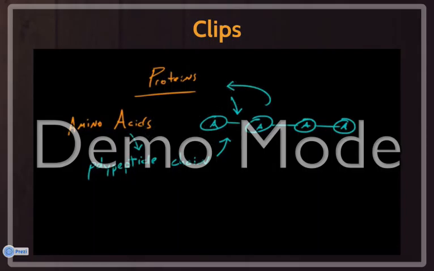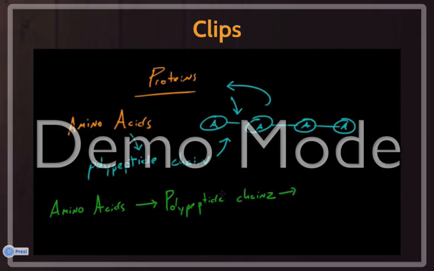So I probably shouldn't have drawn so many arrows, but let me go ahead and make this a little bit simpler. Amino acids form polypeptide chains. And polypeptide chains can come together and form proteins. And, well, that's pretty much all you need to know for right now.